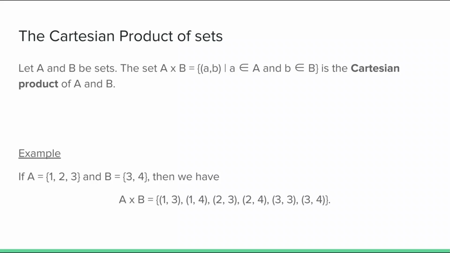If you have the set A, which equals {1, 2, 3}, and B, which equals {3, 4}, then the Cartesian product of A and B is shown at the bottom, where you take the first element of A and the first element of B, the first element of A and the second element of B, the second element of A and the first element of B, and so on. So you get a combination of all the different elements of the two sets together.